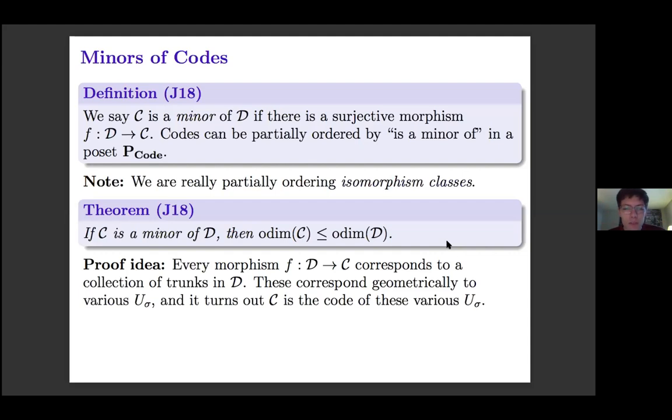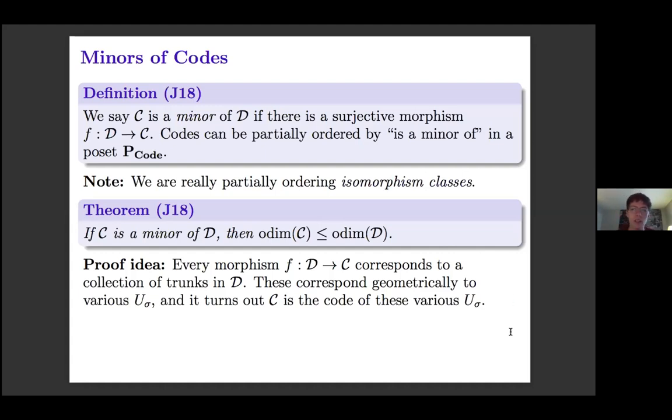And again, I won't say too much about the proof, but I just wanted to vaguely gesture at why it's true. This statement that I made earlier about these U sigmas, the code words in those geometrically corresponding to code words in a trunk, is the main thing we use. It turns out every surjective morphism corresponds to a certain choice of trunks in the domain, and those geometrically correspond to these U sigmas, and the image of the code D records the code of your chosen regions. So this result here is really constructive, is maybe the moral of that story.